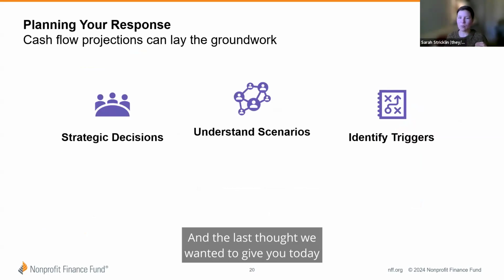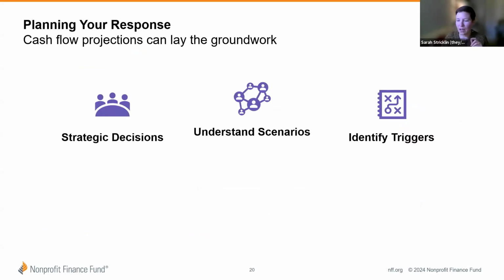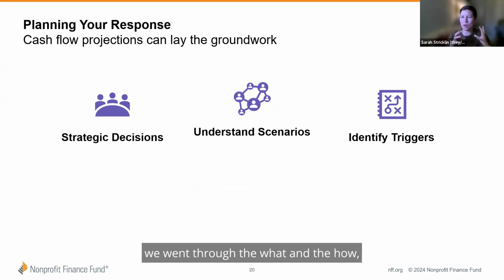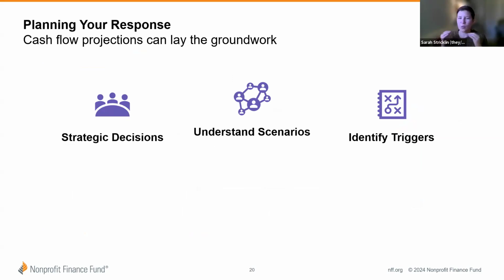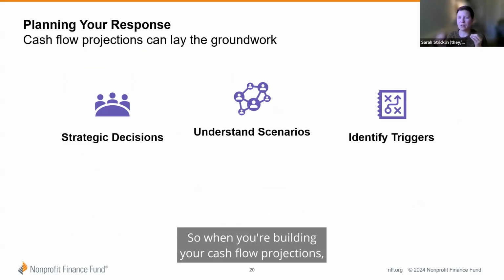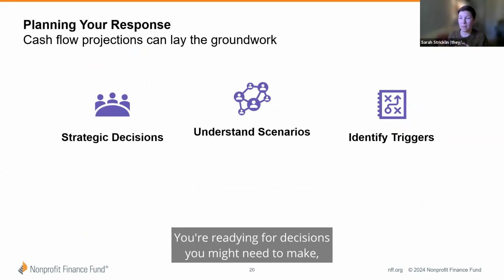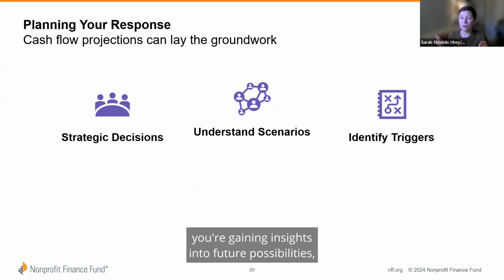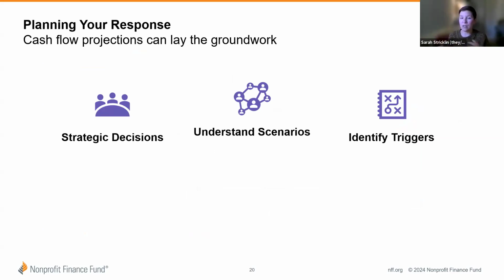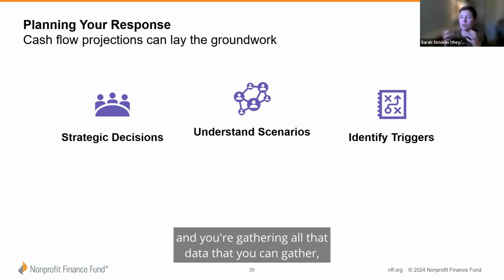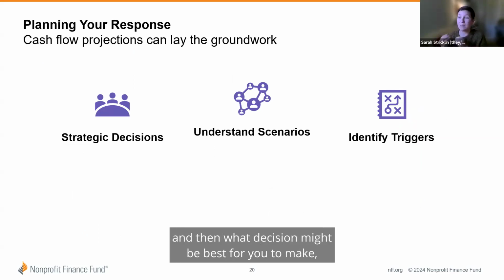And the last thought we wanted to give you today: we went through the what and the how, but I want to return to the why. When you're building your cash flow projections, what you're really doing is trying to get your mind ready for the future. You're readying for decisions you might need to make. You're gaining insights into future possibilities. And you're gathering all the data you possibly can, to be ready to know when those possibilities arise and what decision might be best for you to make.